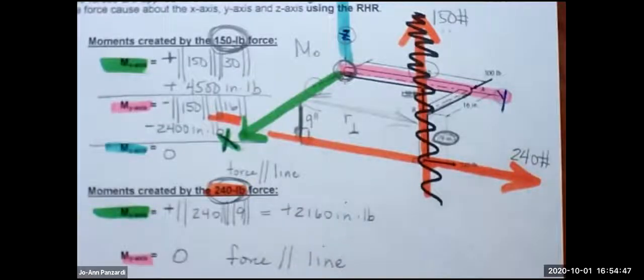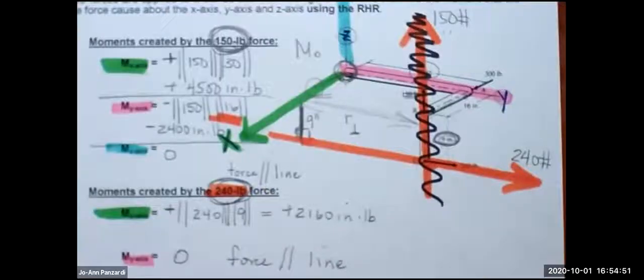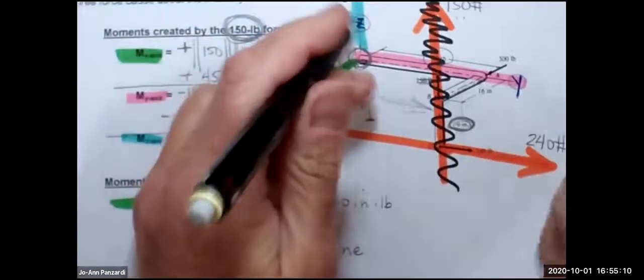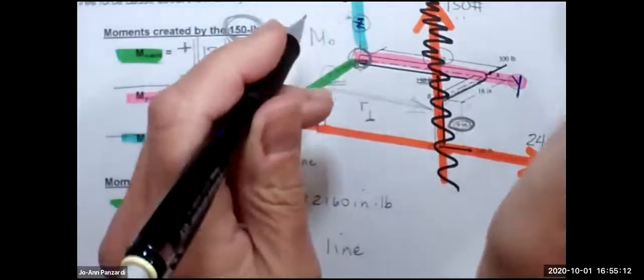So does the 240 force create a moment about the z-axis? Yes. Great, it does. And is it positive or negative? Fingers go in the direction of the force, palm goes towards z, and where's your thumb going? It's towards me, so positive? Positive, it should be up, right? Yeah. Your fingers go in the direction of the force, palm goes towards the z, and my thumb is pointing in the positive Z direction, it's positive.